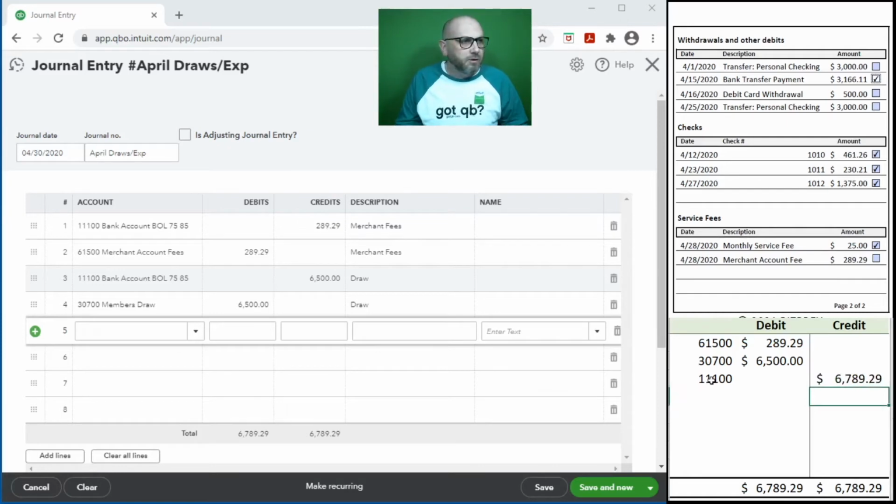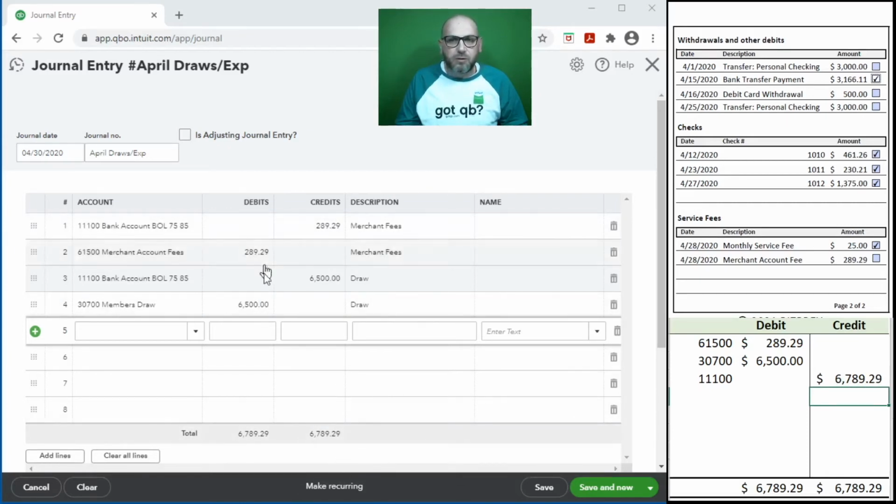All right, here it is. Again, debits and credits are in balance, right? Even though here we're doing it in two lines to kind of do the math, make the software do the math, the account 11,100 will be credited by $6,789.29, and it's right here.